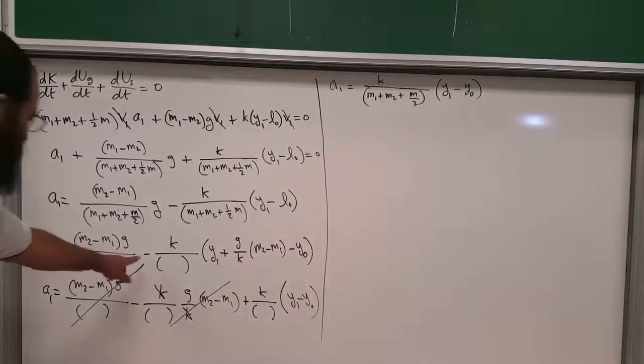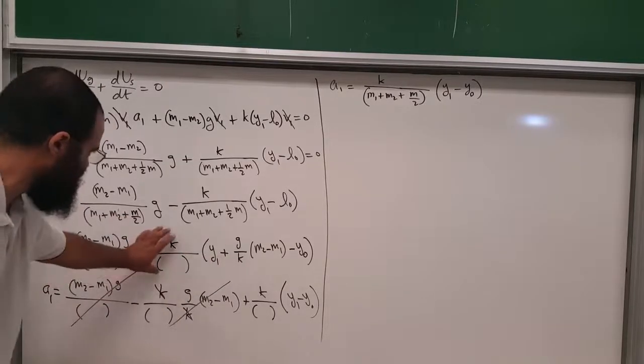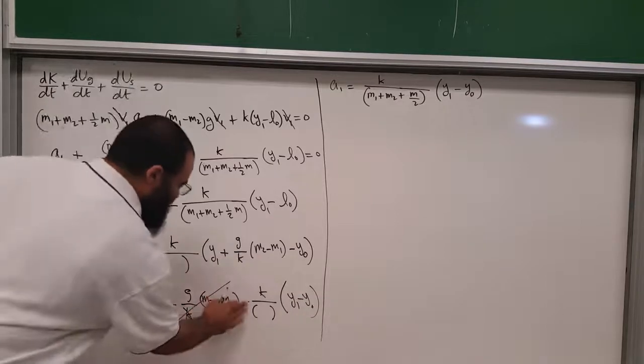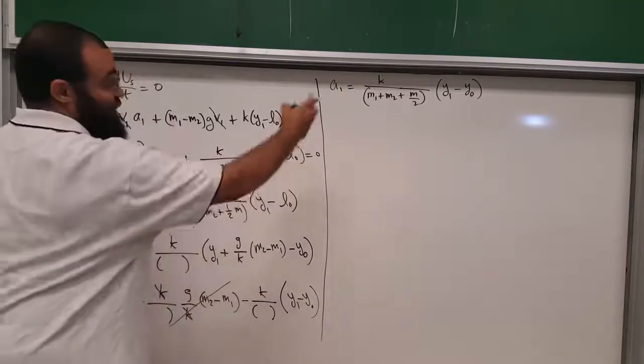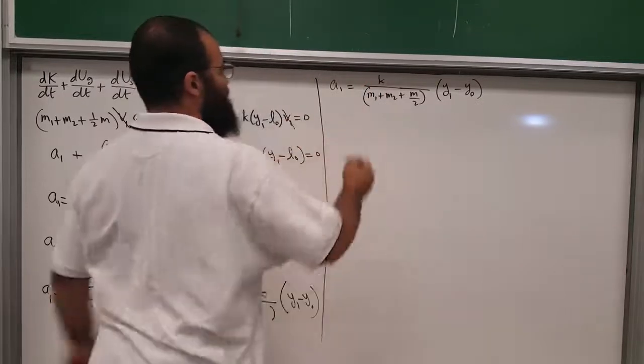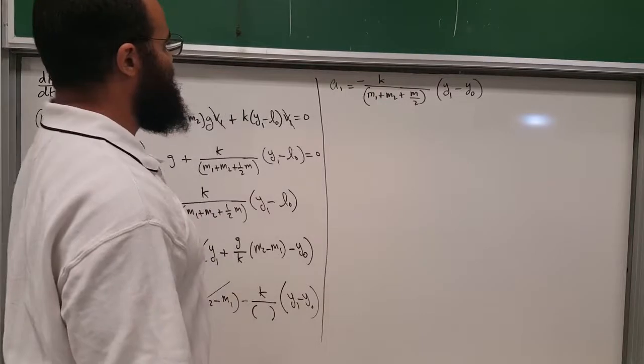When I multiply it, I forgot the minus sign. This times this, that's the minus sign, but when I multiply this by the y1 minus y0, I forgot the minus sign. Yeah, I knew that it has to be a minus sign because otherwise this will grow exponentially, but it should be oscillating. Okay?